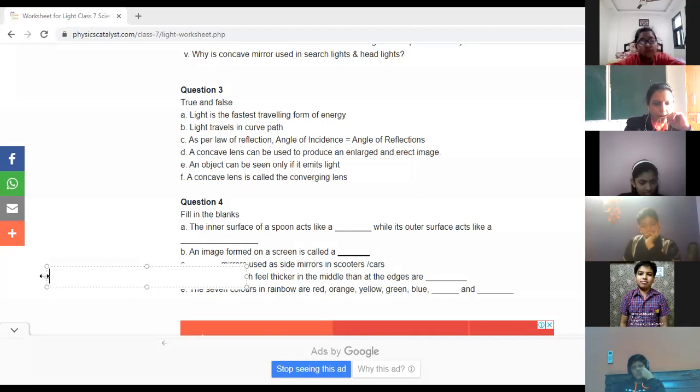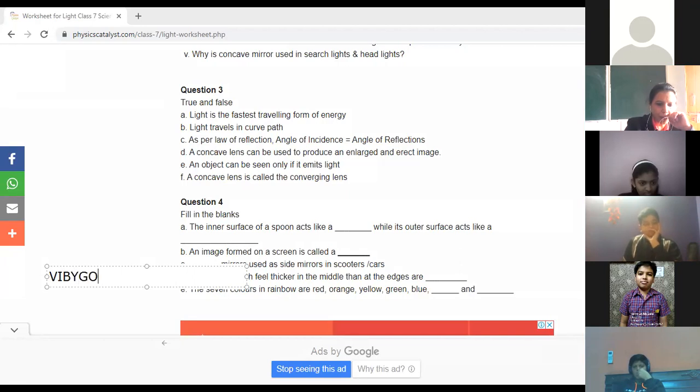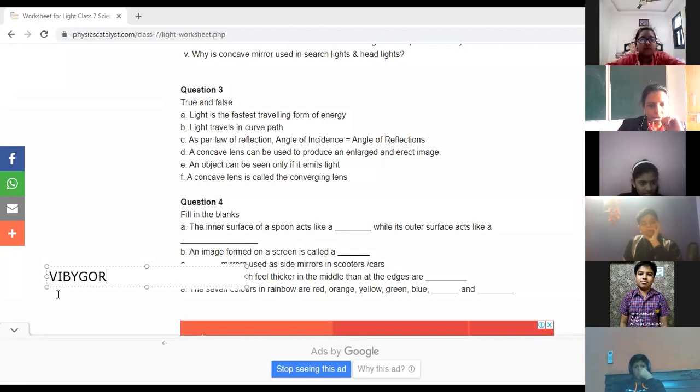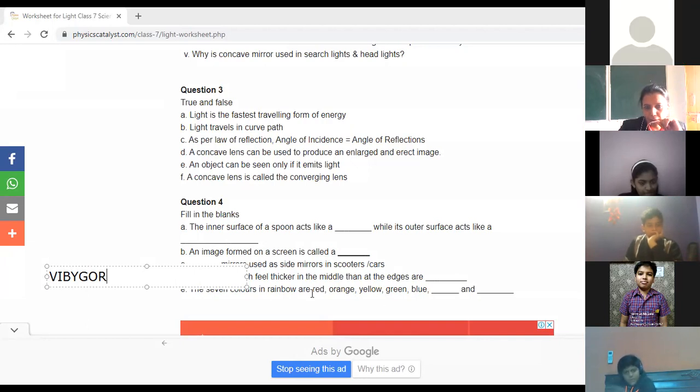We can write it in capitals, VIBGYOR. V is for violet, I is for indigo. Here the question has started from the back. First is red, O orange, G green, Y yellow, and blue, indigo and violet are left. So two colors are left, violet and indigo. So these are all the colors.